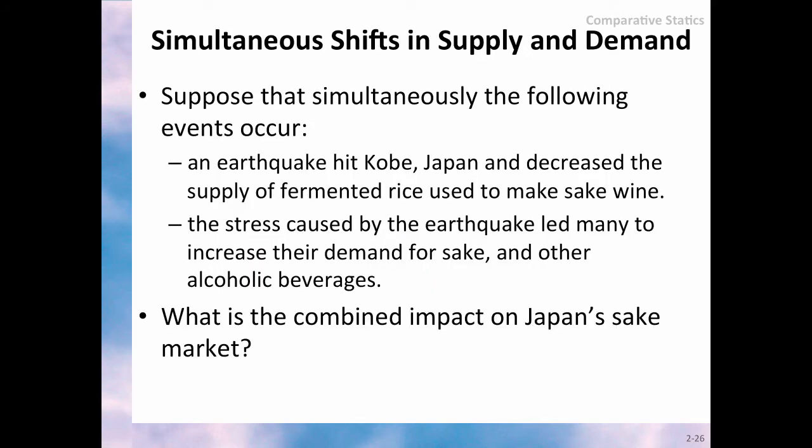Now, a more complicated example involves two events and therefore a simultaneous shift of both the demand and the supply. Here is an example of a hypothetical case in Japan's markets for sake. The first event is an earthquake, which decreases the supply of rice, increasing production cost, and therefore reducing the supply of sake. The second event is an increase in the demand for sake due to the higher stress levels among the population in Japan due to the earthquake. The question is, what happens to the market equilibrium?